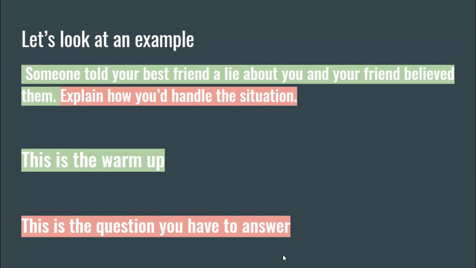Let's look at an example. Someone told your best friend a lie about you, and your friend believed them. Explain how you'd handle the situation. The sentence highlighted in green, someone told your best friend a lie about you and your friend believed them, is the warm up. It's not asking you to answer any questions specifically here. The next part, though, explain how you'd handle the situation, is the question that you will have to answer.